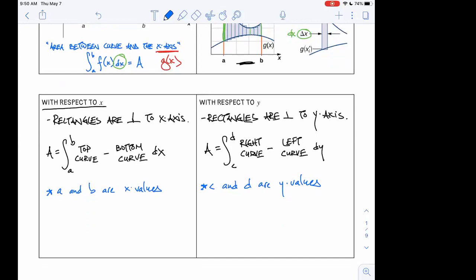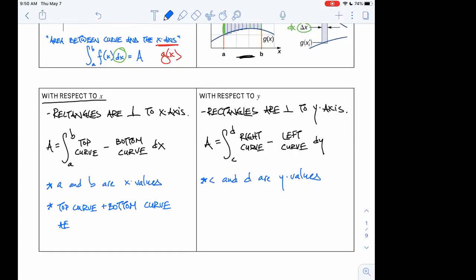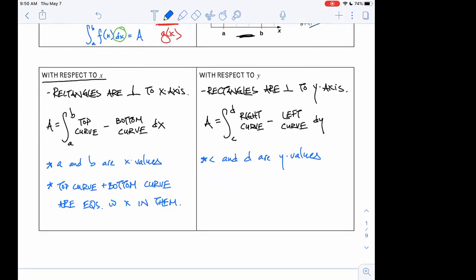The other thing that needs to match is this, that your top curve and your bottom curve in the dx case are equations with x in them. Okay, so it could be like x squared. It could be like 2 to the x. It could be like sine x. All of those are equations with x in them.